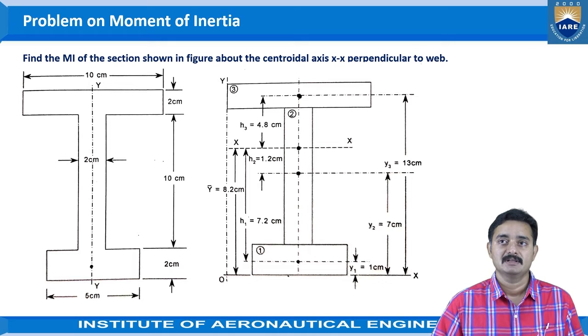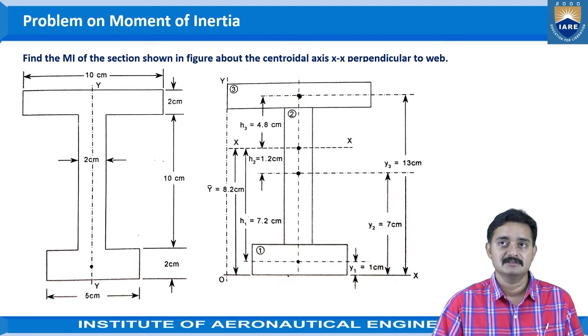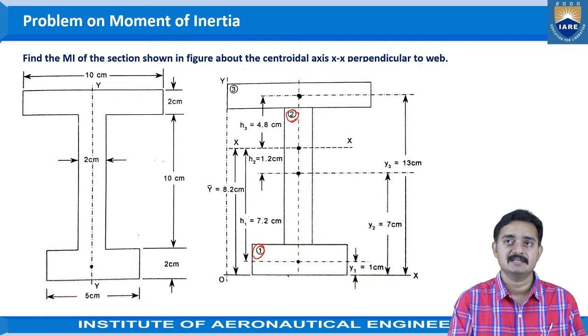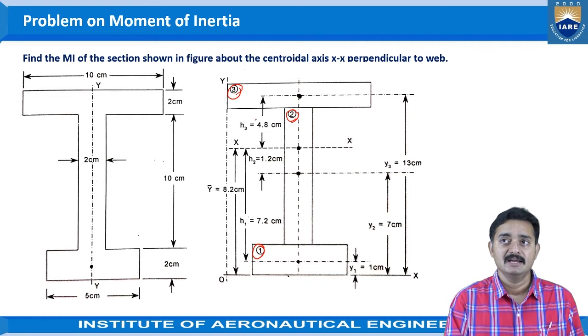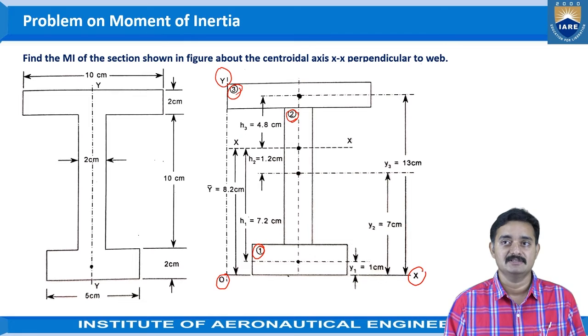If you see here, we have taken the reference axis as well as the individual sections. We have divided the section into individual sections: rectangle 1, rectangle 2 and rectangle 3, and the distances have been identified here with respect to the axis which we have considered. This is the origin which is taken, this is the y-axis, and this is the x-axis which we are considering.